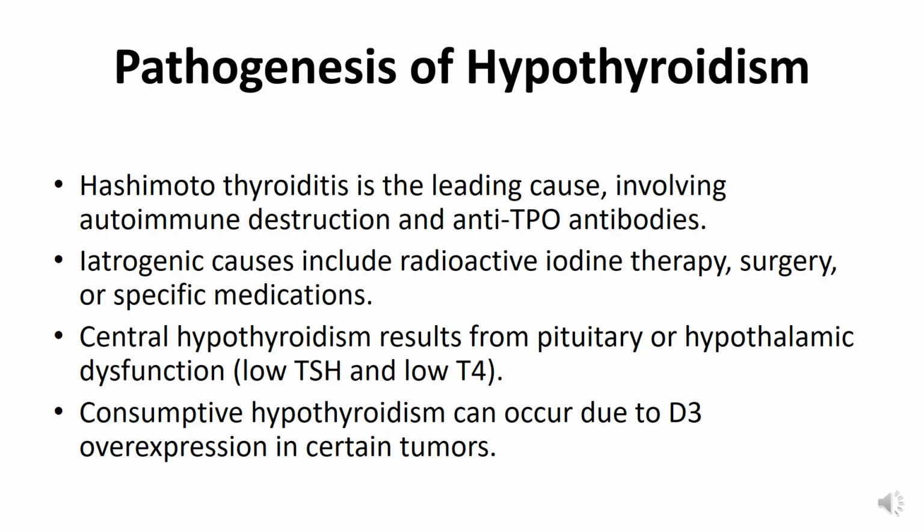Hypothyroidism can also develop from iatrogenic causes, meaning it results from medical treatment or intervention. One common example is radioactive iodine therapy. Radioactive iodine is often used to treat hyperthyroidism because thyroid cells naturally concentrate iodine. However, this treatment may permanently damage thyroid tissue and lead to long-term hormone deficiency.